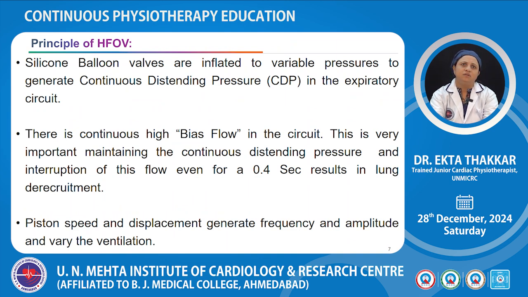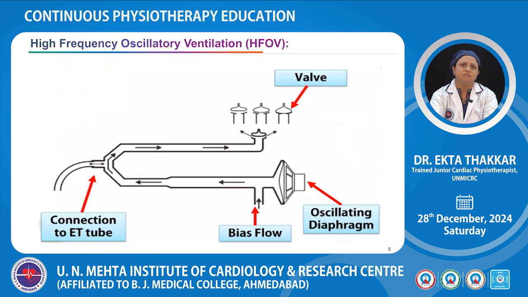Principle of HFOV. Silicone balloon valves are inflated to variable pressure to generate continuous distending pressure in the expiratory circuit. There is continuous high bias flow in the circuit. This is very important, maintaining the continuous distending pressure, and interruption of this flow even for 0.4 second results in lung de-recruitment. Piston speed and displacement generate the frequency and amplitude and vary the ventilation. This diagram shows the valve and this is the oscillating diaphragm.